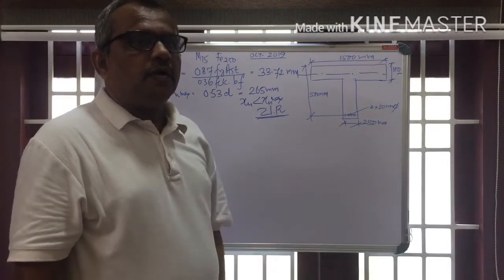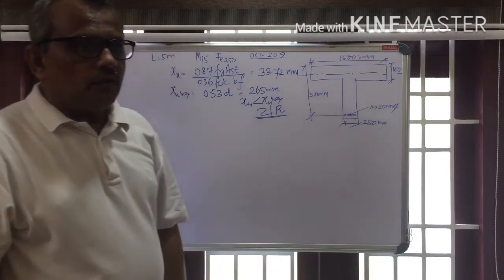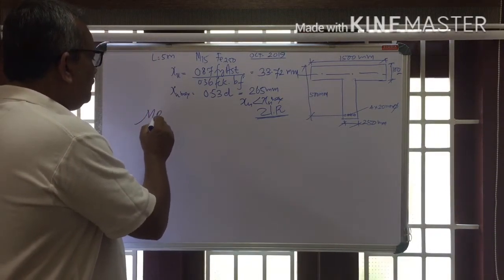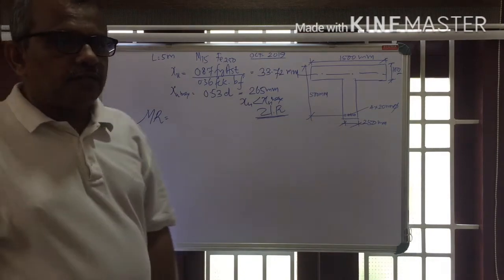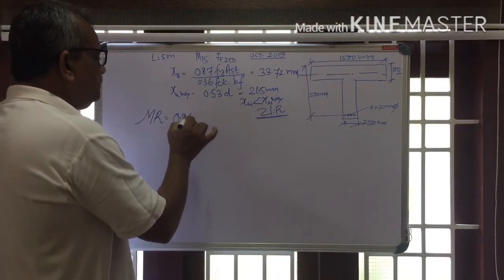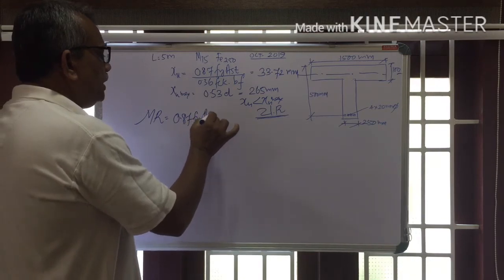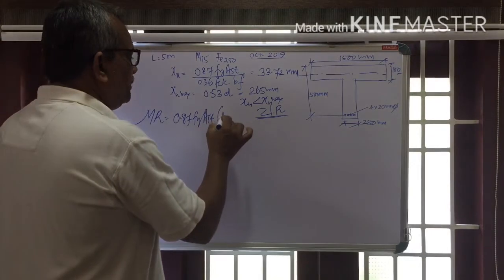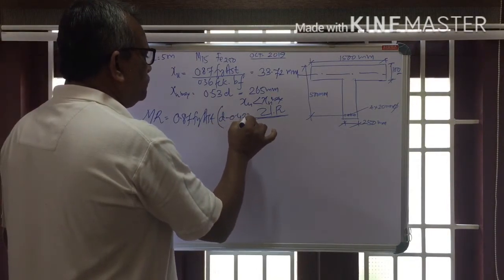It is under reinforced. Therefore, what is the moment of resistance? Now we can find out MR. The moment of resistance is equal to, what is the formula? 0.87 Fy into AST into D minus 0.42 XU.